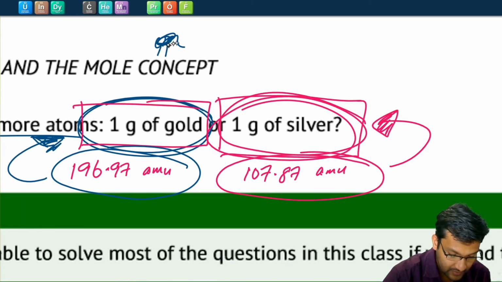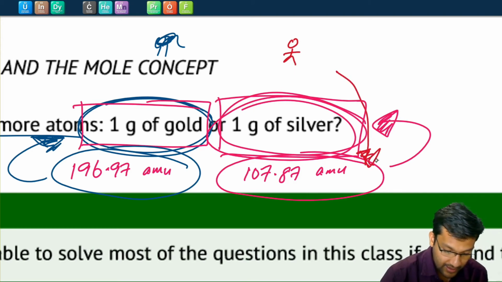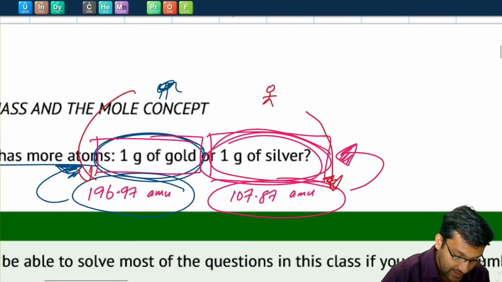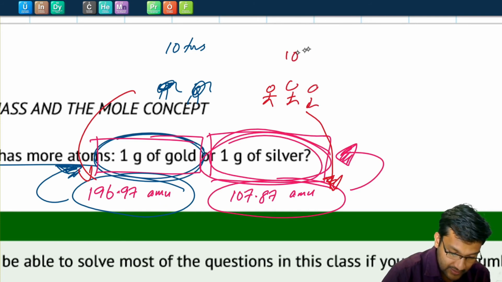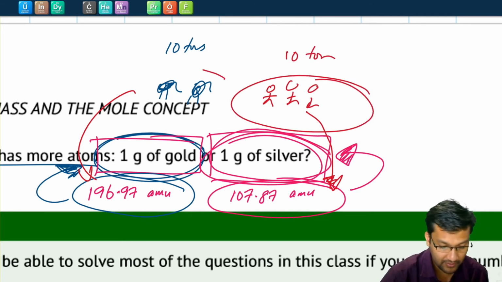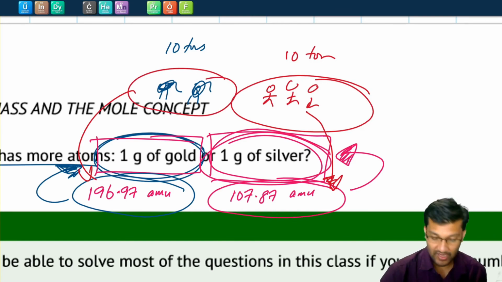That's my elephant. Compared to, I don't know, a human. Humans are lighter than elephants. So if we were looking to add up elephants such that they weigh 10 tons versus adding up humans such that they weigh 10 tons, right? The same total mass. We'll end up having more humans on the scale than elephants on the scale.